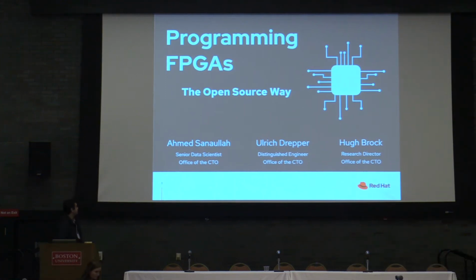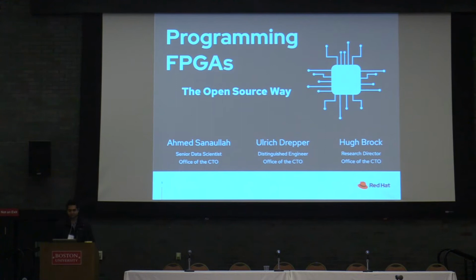I'm a senior data scientist at Red Hat. Sorry, change of roles. I keep confusing. I work on building an open source toolchain for FPGAs. There's a lot of wonderful people involved in the project. From the Red Hat side, we have Uli Draper and Hugh Brock. We also have people working on this from academia, such as Professor Martin, who was my PhD advisor till last year. And then also a lot of people from industry are working with us on this.